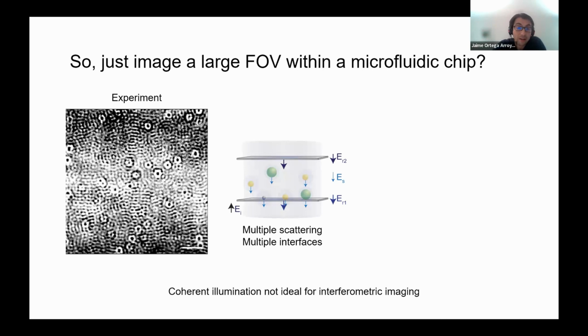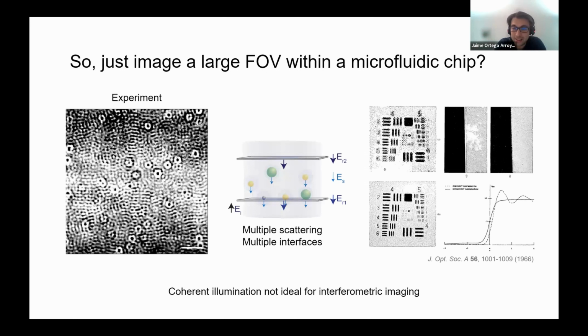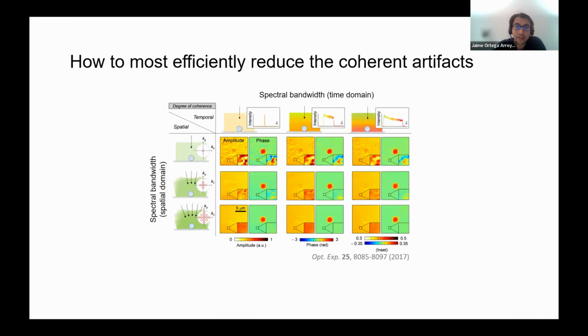And so these coherent artifacts are not something new. This has been reported back from the 60s. It only took about 50 years for a group led by Young Park to do a very methodological study to see which way you can most efficiently reduce the coherent artifacts. In this graph, you basically want to highlight that there are 2 ways to reduce the coherence artifacts. You can either decrease the temporal coherence, or you can decrease your spatial coherence.